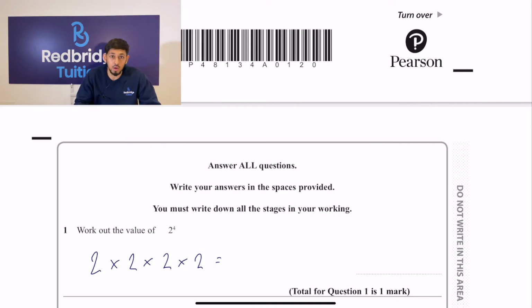Now, if we were to work this out, we would just start by doing 2 times 2, which is equal to 4. And then we've got 4 times 2, which is equal to 8. And 8 times 2 to get to our answer of 16.